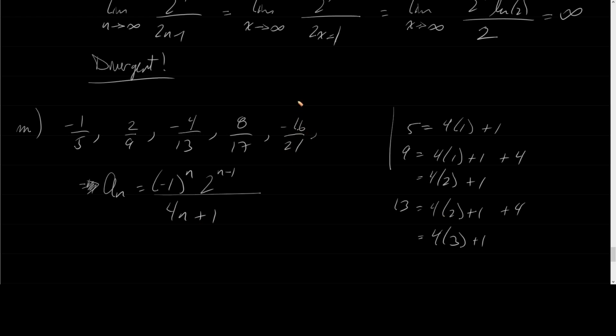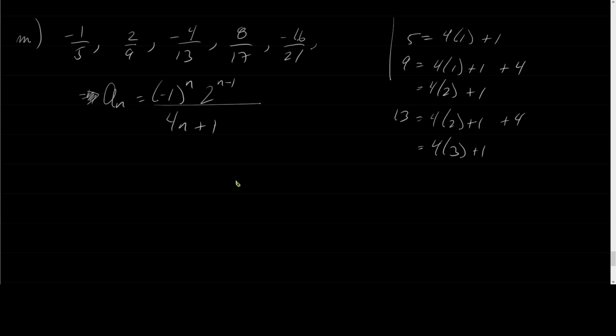Let's see what happens on the fifth term. 4 times 5 is 20, plus 1 is 21. Nice. 5 minus 1 is 4, 2 to the fourth is 16. Nice. Negative 1 to the fifth is negative 1. There's the negative. Nice. So that means we actually have the correct sequence here. I'll leave it at that.